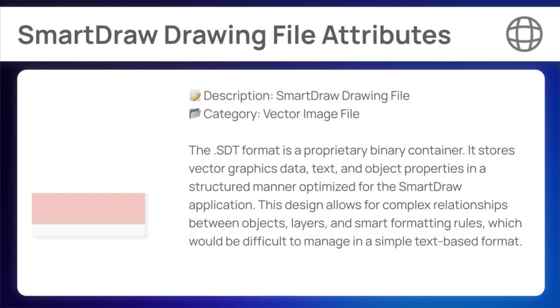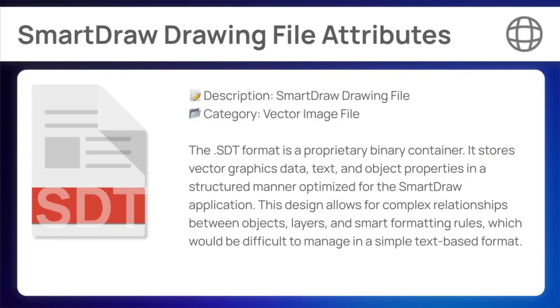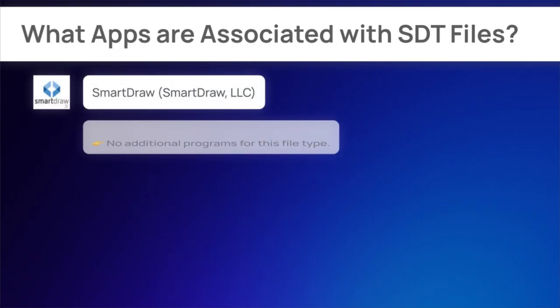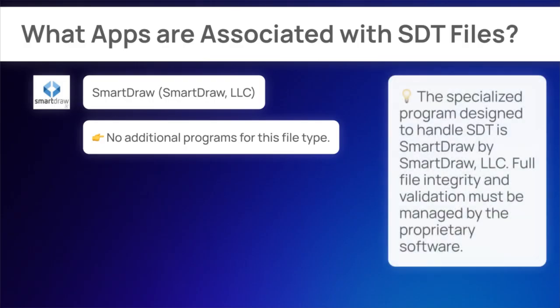The SDT format is a proprietary binary container. It stores vector graphics data, text, and object properties in a structured manner optimized for the SmartDraw application. This design allows for complex relationships between objects, layers, and smart formatting rules, which would be difficult to manage in a simple text-based format. The recommended application from SmartDraw LLC for handling SDT is unequivocally SmartDraw. Full file integrity and validation must be managed by the proprietary software.